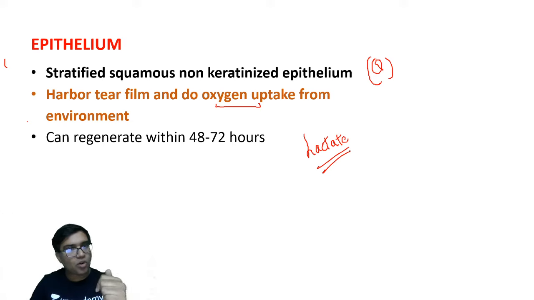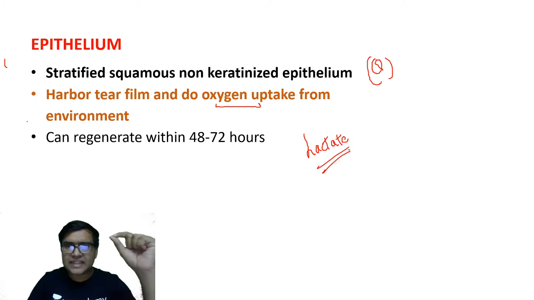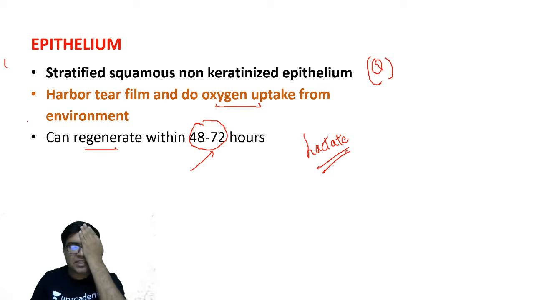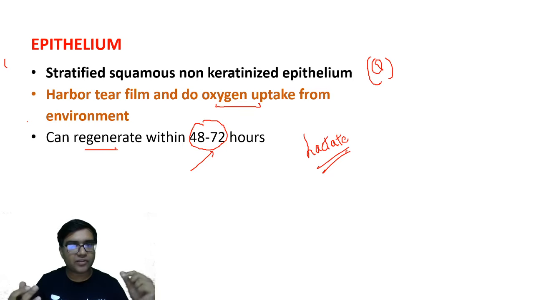A very good point about epithelium is that even if there is an epithelial defect, it can regenerate within 48 to 72 hours. So nothing to worry, just patch the eye and it would regenerate in 48 to 72 hours. Is it okay, everyone?